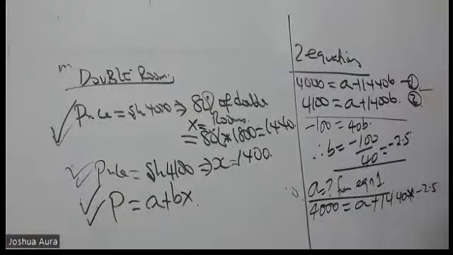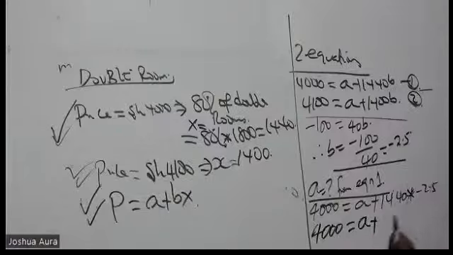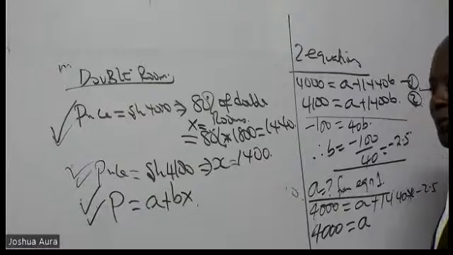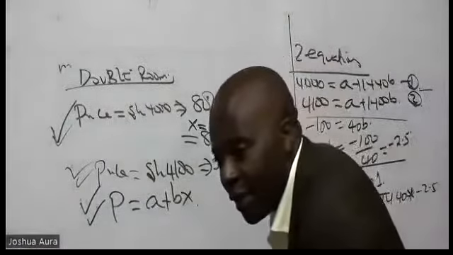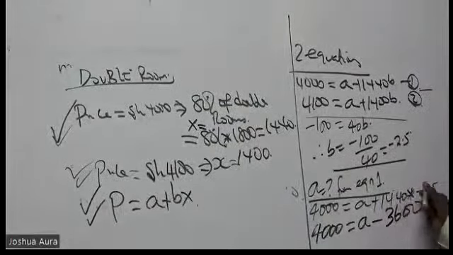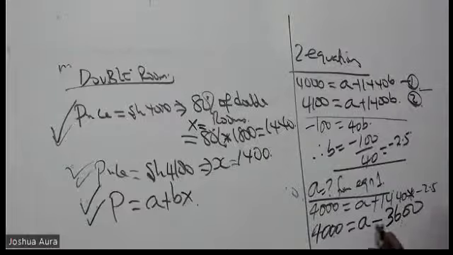minus 2.5, remember. So we have 4,000 equals A plus, what is this times this? It will be negative. Somebody give me a figure there. So we have A plus minus 3,600. Please let this cross over the equal sign. When it crosses over the equal, it becomes positive, right? So A equals 4,000 plus 3,600, which is 7,600. That is A. And I have B.